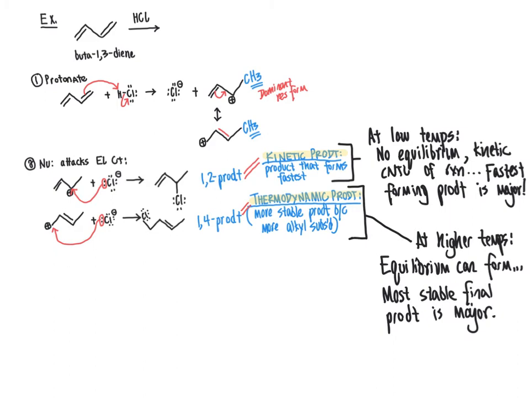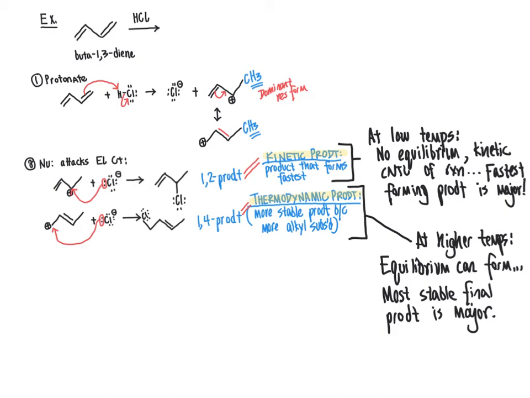In many reactions, the kinetic product and the thermodynamic product are one and the same, that no matter what happens in terms of there being an equilibrium versus not an equilibrium, the product that forms the fastest is also the product that is the most stable. And so if the product that forms the fastest is also the most stable, then you can't control the outcome of the reaction by altering the temperature.